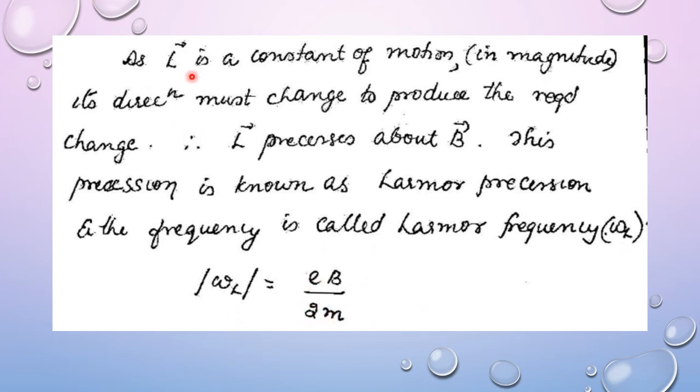So in order to keep L constant in magnitude, but torque is equal to dL by dt, its direction must change to produce the required change. That is why L precesses about B, and that frequency is called Larmor precession frequency or Larmor frequency.